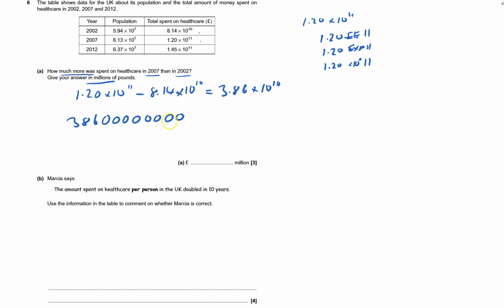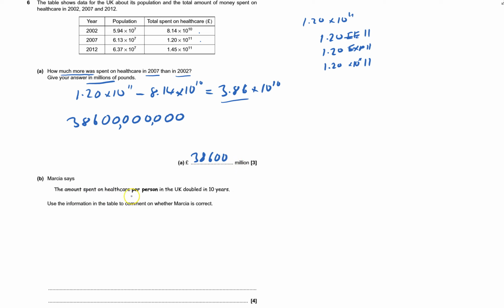I've got to give it in millions of pounds. So that will be there. They're millions, so it's 38,600 million. And the mark scheme says if they see the numbers 386, you get 2 marks. So actually that's not such a difficult question. Turning it into the millions was harder.